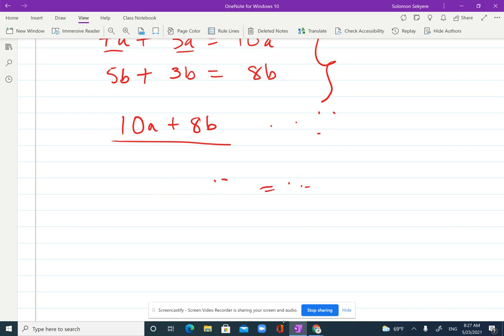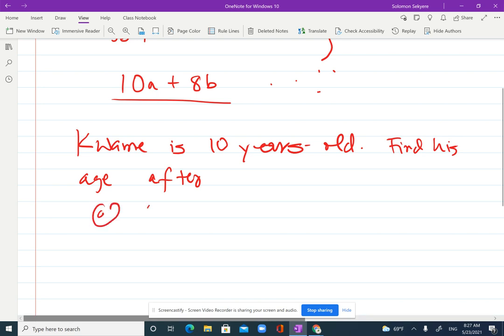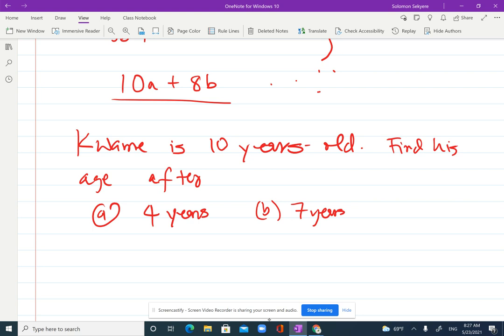Let's say Kwame is 10 years old. Find his age: A, after 4 years; B, after 7 years; and then C, what if I want to calculate Kwame's age in X years? How are we going to do this?